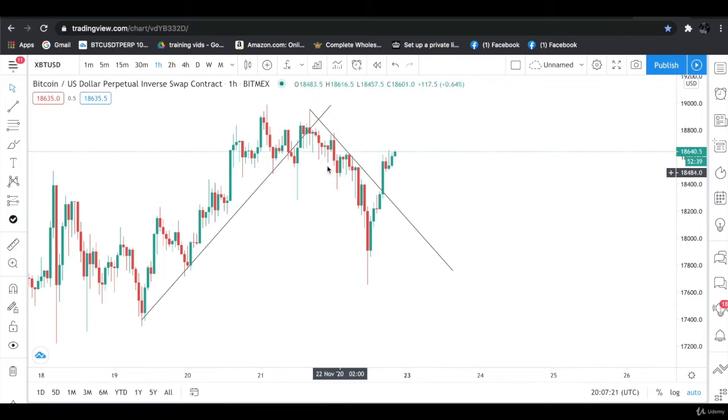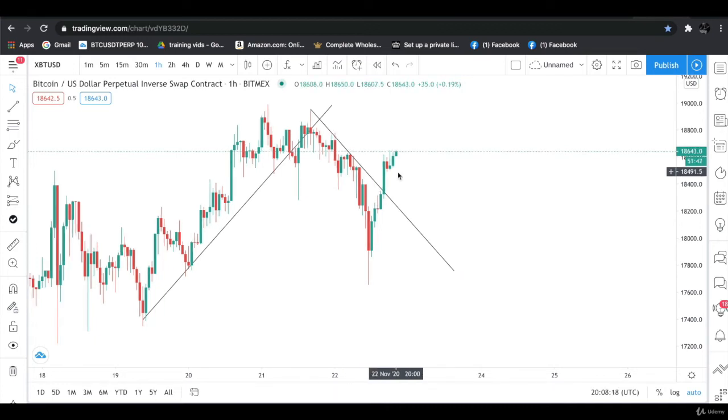The price was facing resistance over here. Each time tapped, retraced. Each time tapped, retraced. Now we have to wait for the breakout. See, the breakout happened. Now the price is rallying up towards the upside. So this is how you use trend lines, and it gives you trend reversal indications.